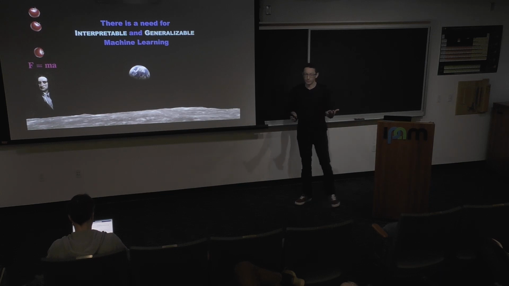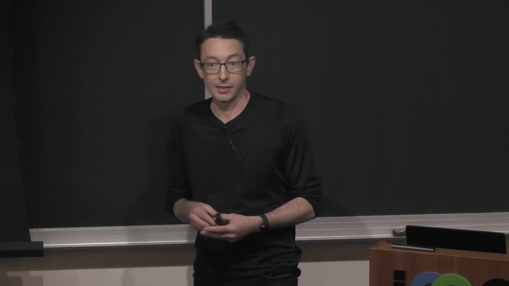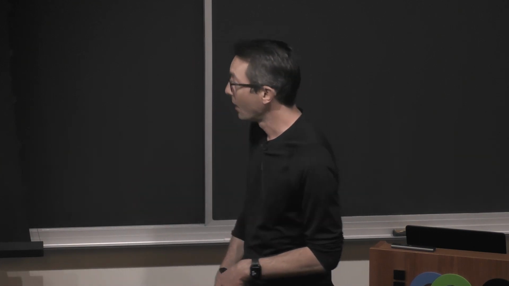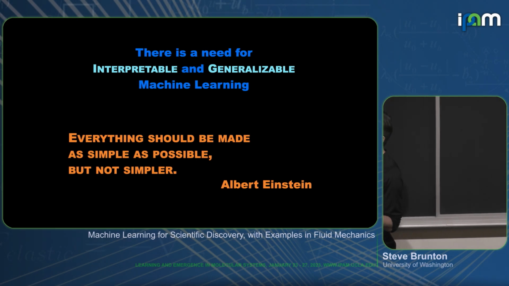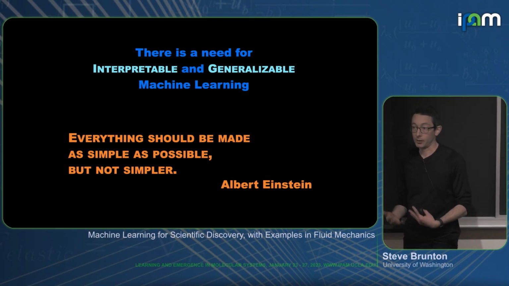We have a word for this. Models that generalize are physics models. That's a pretty good working definition of what physics is: models that generalize. And so I'm trying to set up a mathematical framework for how we can promote interpretable and generalizable models in our own work in machine learning.